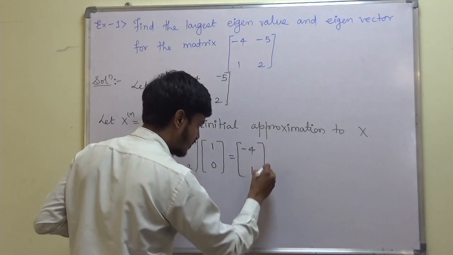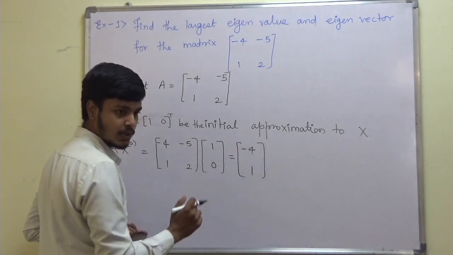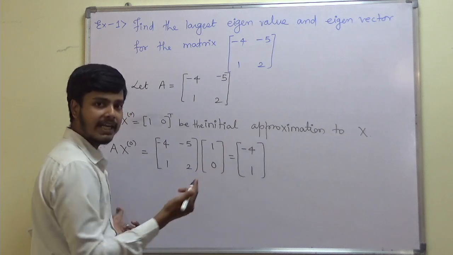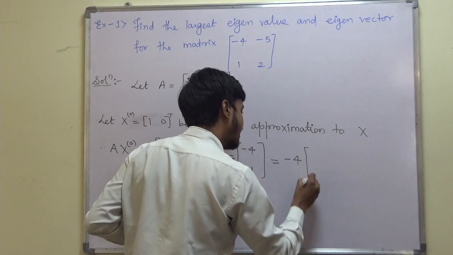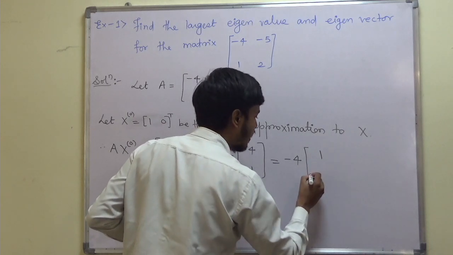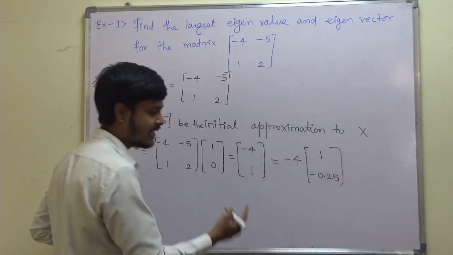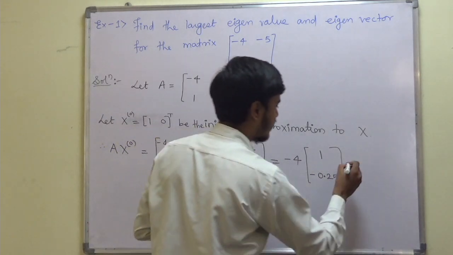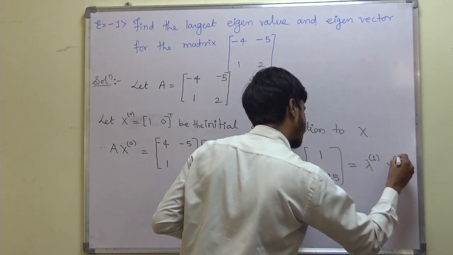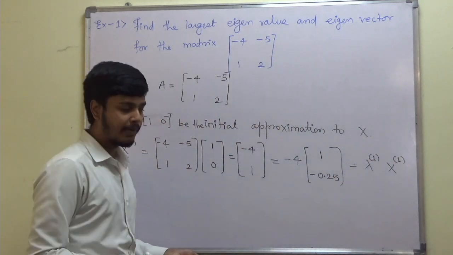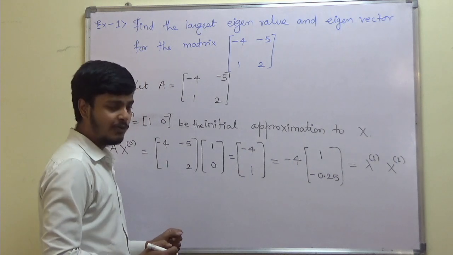So this is 1. Okay, now always remember that you have to make this position as 1. So to make this position 1, what I need to do is, I need to take minus 4 common. So minus 4 common, and we remain with 1 minus 0.25. 1 by 4 minus 1 by 4 is 0.25. Okay, and say this is to be lambda 1 x1. Do you remember what is this lambda 1? This lambda 1 is the first approximation to the largest eigenvalue lambda.